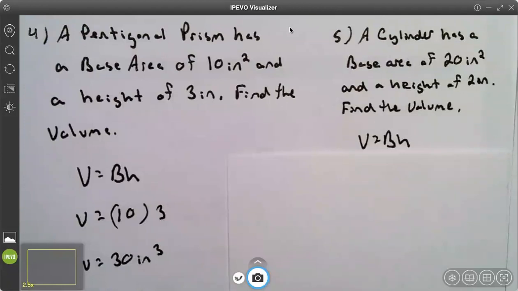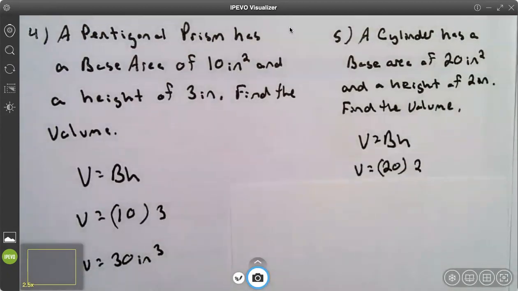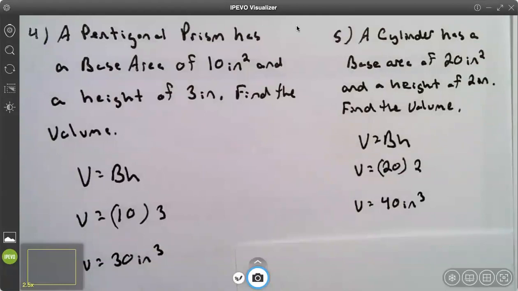Try number 5. A cylinder, which is a circular prism, has a base area of 20 square inches and a height of 2 inches. Find the volume. Like number 4, number 5 is very easy because it tells you the base area is 20. You plug it in for big B. It tells you the height is 2. You plug it in for height. 20 times 2 gives you your volume, which is 40 cubic inches. When it gives you the base area, just plug it in for big B.